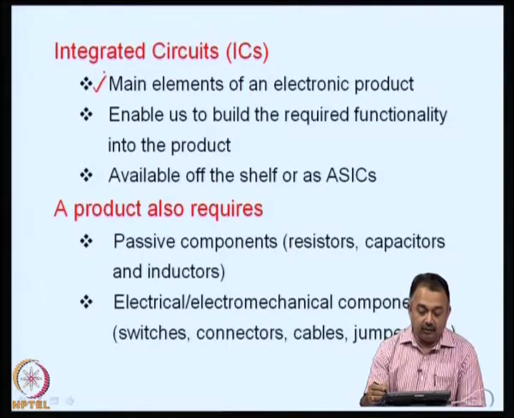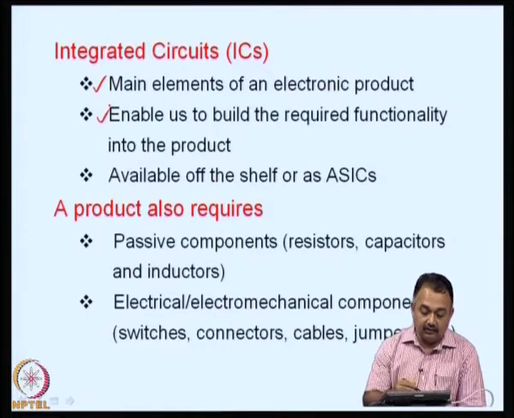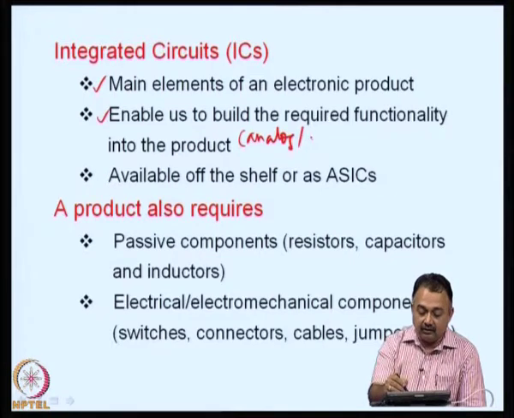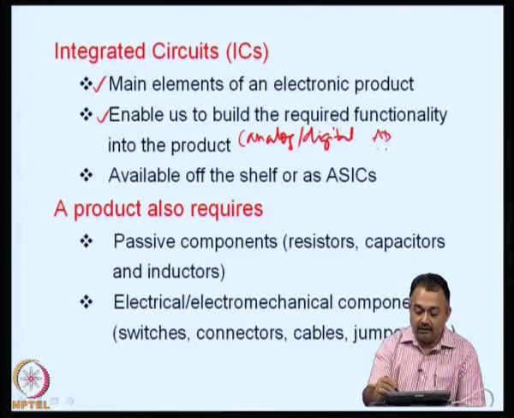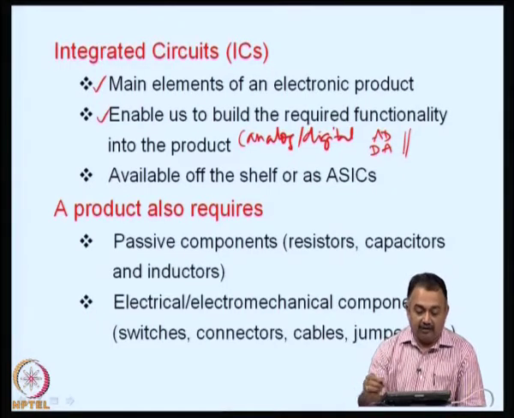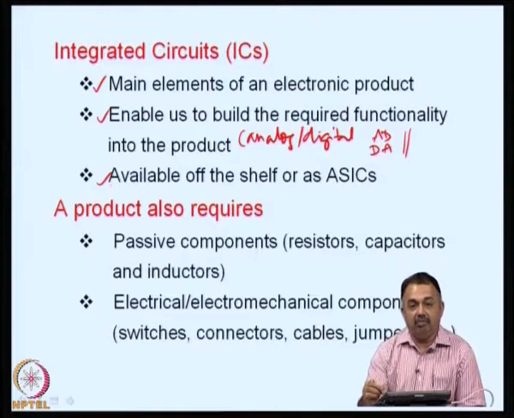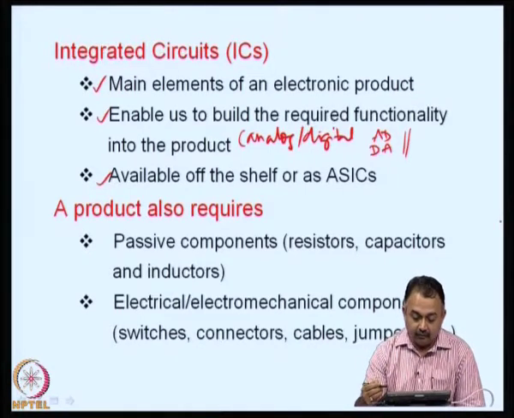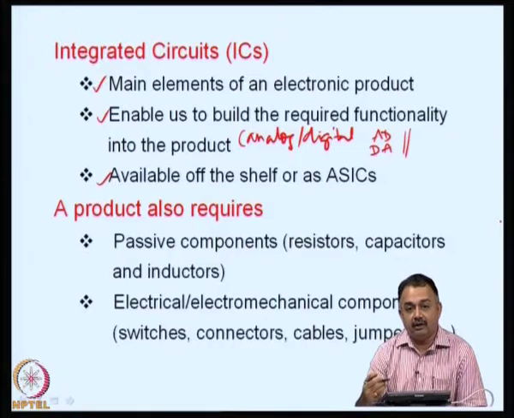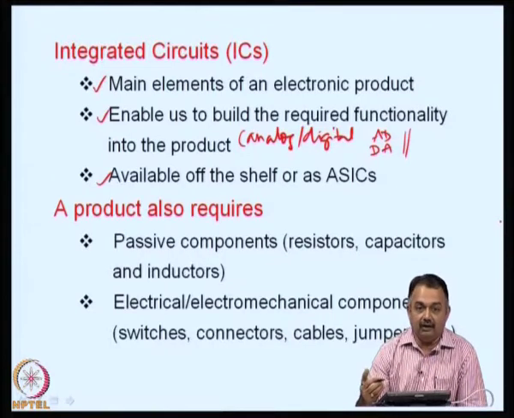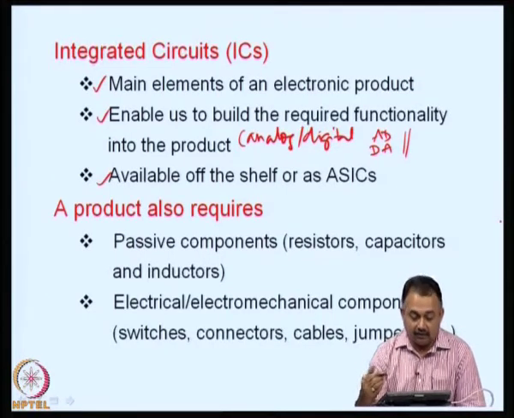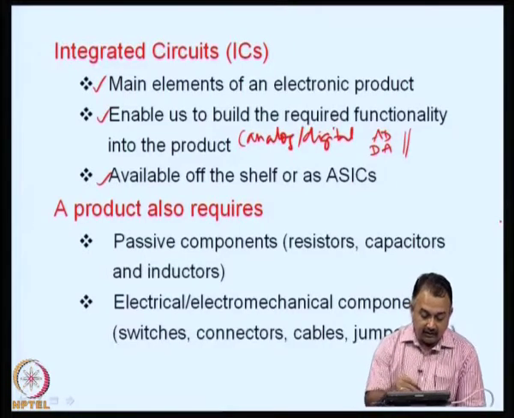It enables us to build the required functionality into the product. As I said before, it can be analog, it can be digital, or it can be mixed signal and so on, or it can be analog to digital conversion, digital to analog conversion and so on. ICs can be available off the shelf or built as ASICs. Now, you can also custom build a group of ICs together and package them together to get a custom built IC set, chipset.